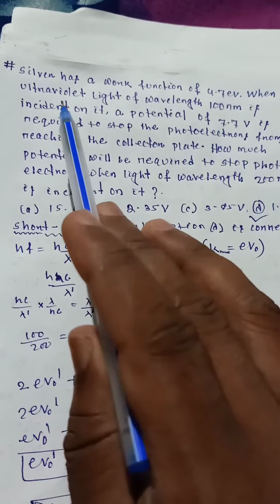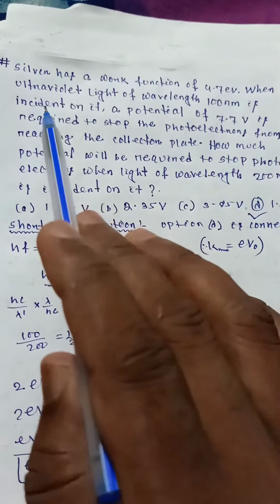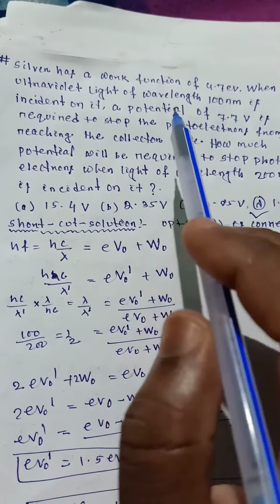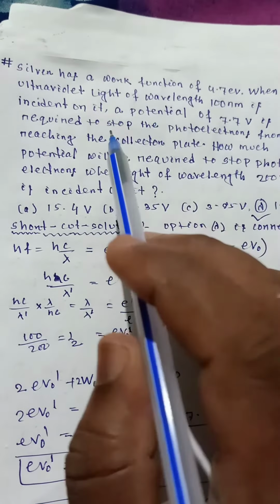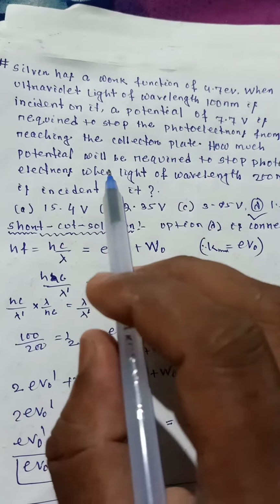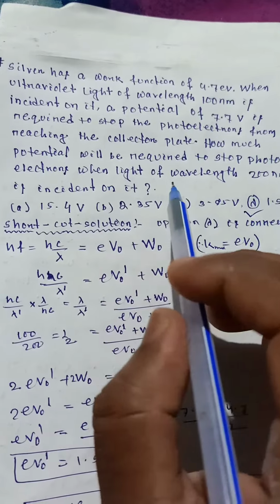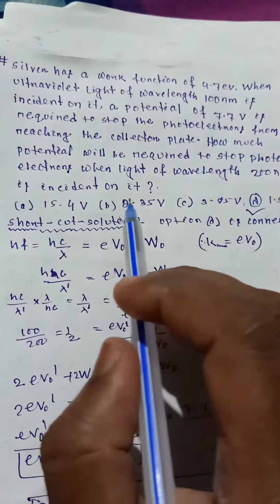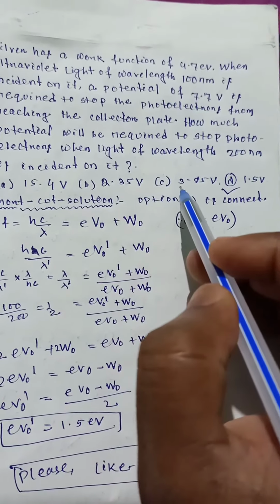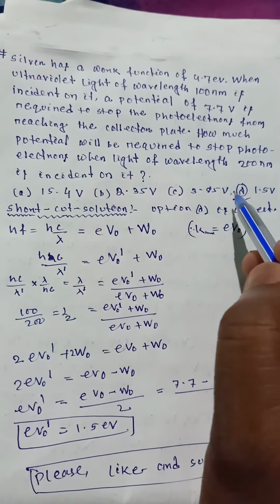So that question is, silver has a work function of 4.7 electron volt. When ultraviolet light of wavelength 100 nanometer is incident on it, a potential of 7.7 volt is required to stop the photoelectrons from reaching the collector plate. How much potential will be required to stop the photoelectrons when the light of wavelength 200 nanometer is incident on it? The options are 15.4 volt, 2.35 volt, 3.85 volt, 1.5 volt. So your correct answer is option D.